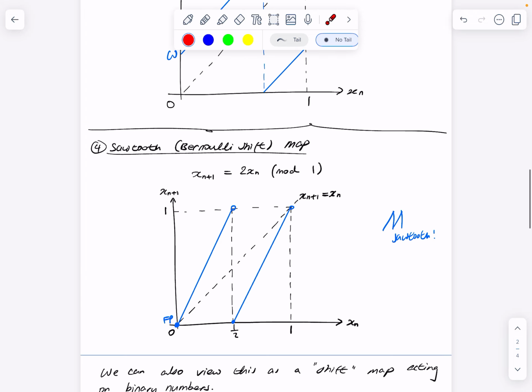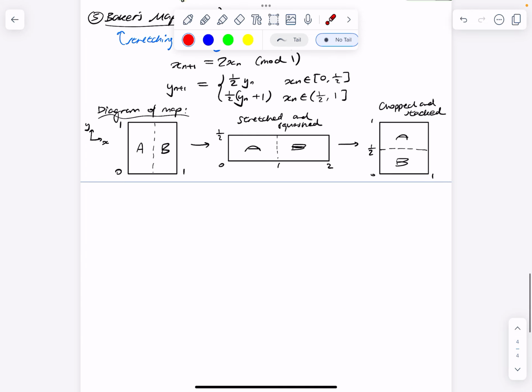Cool, so that's all for this quick video, and in the next video, like I mentioned, we're going to talk about chaos and use the sawtooth map as a prototype for this. Great.